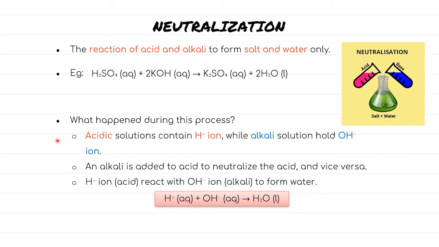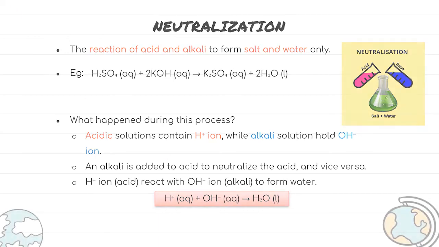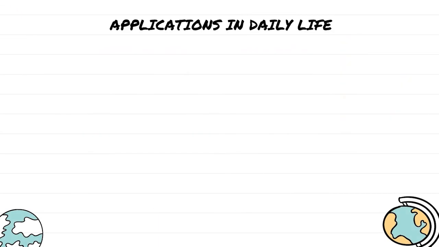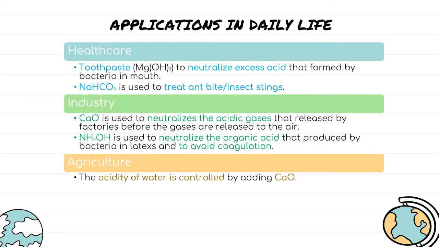We know that an acidic solution contains hydrogen ions, while the alkali contains hydroxide ions. When hydrogen ions and hydroxide ions react together, they neutralize and give water. We are going to look at the applications of neutralization in daily life: we use it in healthcare, industry, and also agriculture.